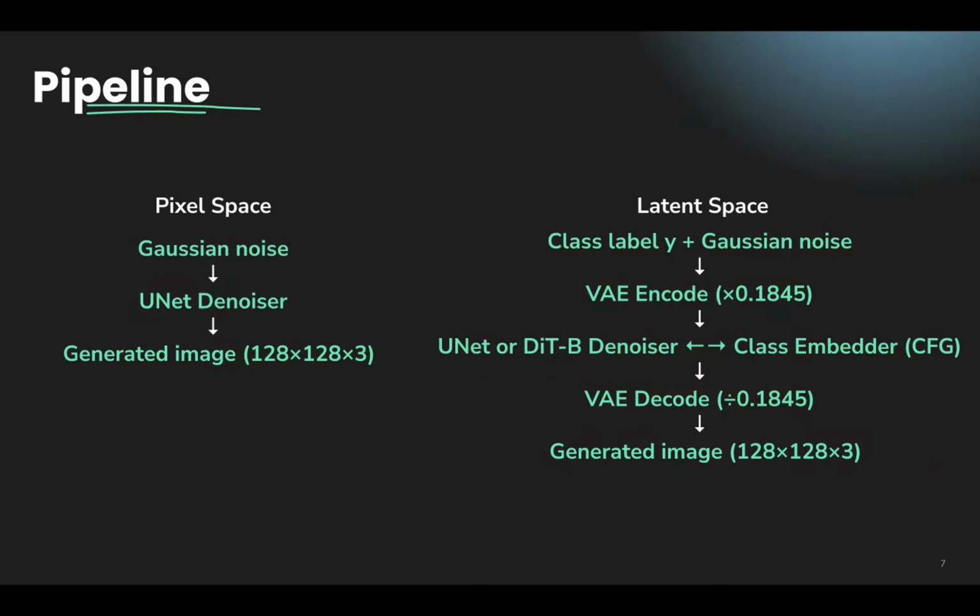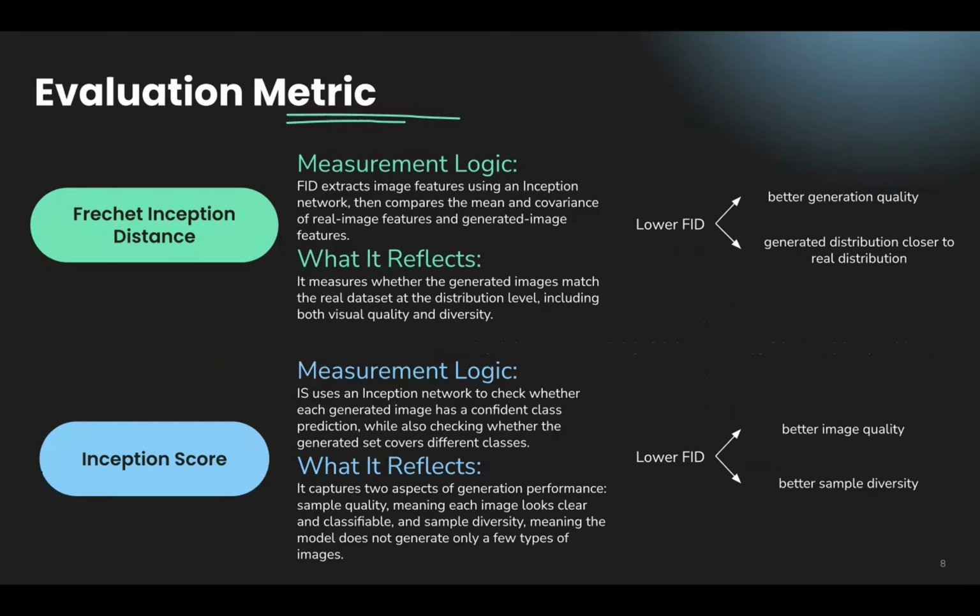And this slide shows the two pipelines side by side. On the left is the pixel space pipeline used by our DDPM and DDIM models. The noise goes directly into the UNet denoiser and outputs an image. On the right is the latent pipeline used by our 3 latent models. The image is first encoded by the VAE with the scaling factor of 0.1845 into a compact latent space and then denoised by either UNet or DiT-B with class conditioning via CFG. And finally, we can get the image in the original resolution.